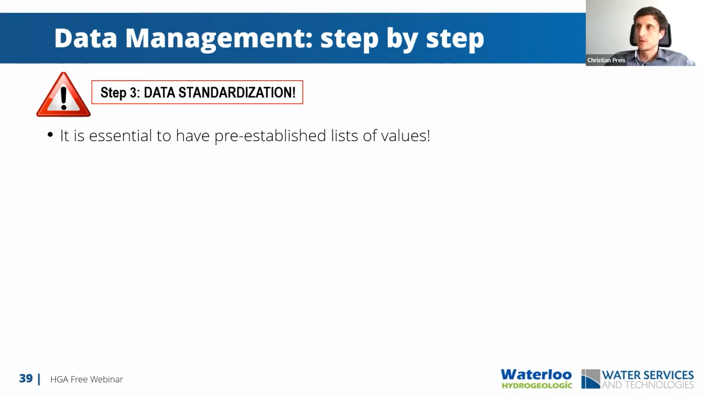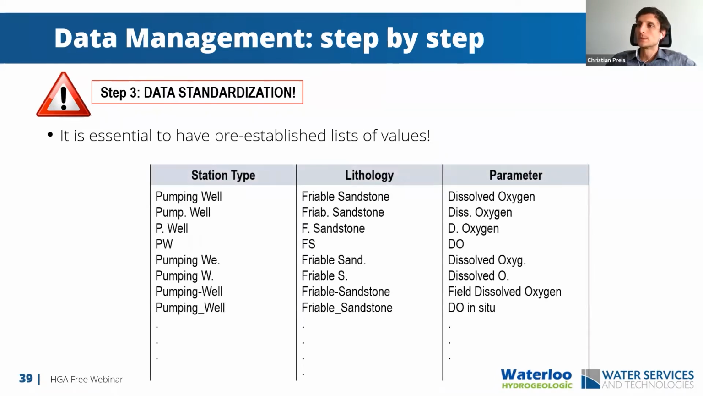Another thing, very important, is to have pre-established lists of values. So for example, station type, lithology, or parameter. Dissolved oxygen, for example, I could write in some table as dissolved oxygen, or I can abbreviate it like oxygen, or D-oxygen, or DO. So I can have a lot of different ways to write one simple parameter, or one simple station type, like pumping well. I can abbreviate it as PW, or pumping W, pumping underline well, pumping dash well. So I can have a lot of ways to write the same thing.